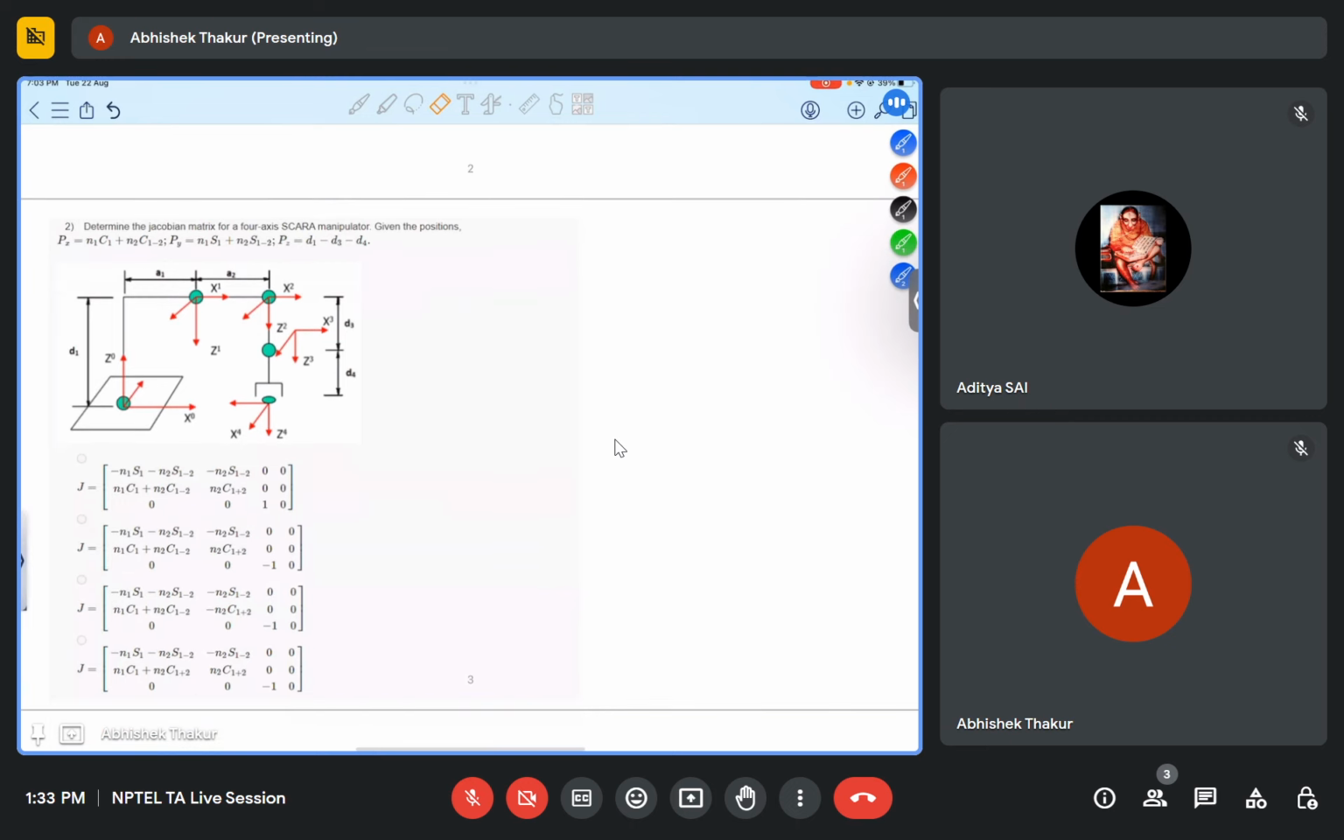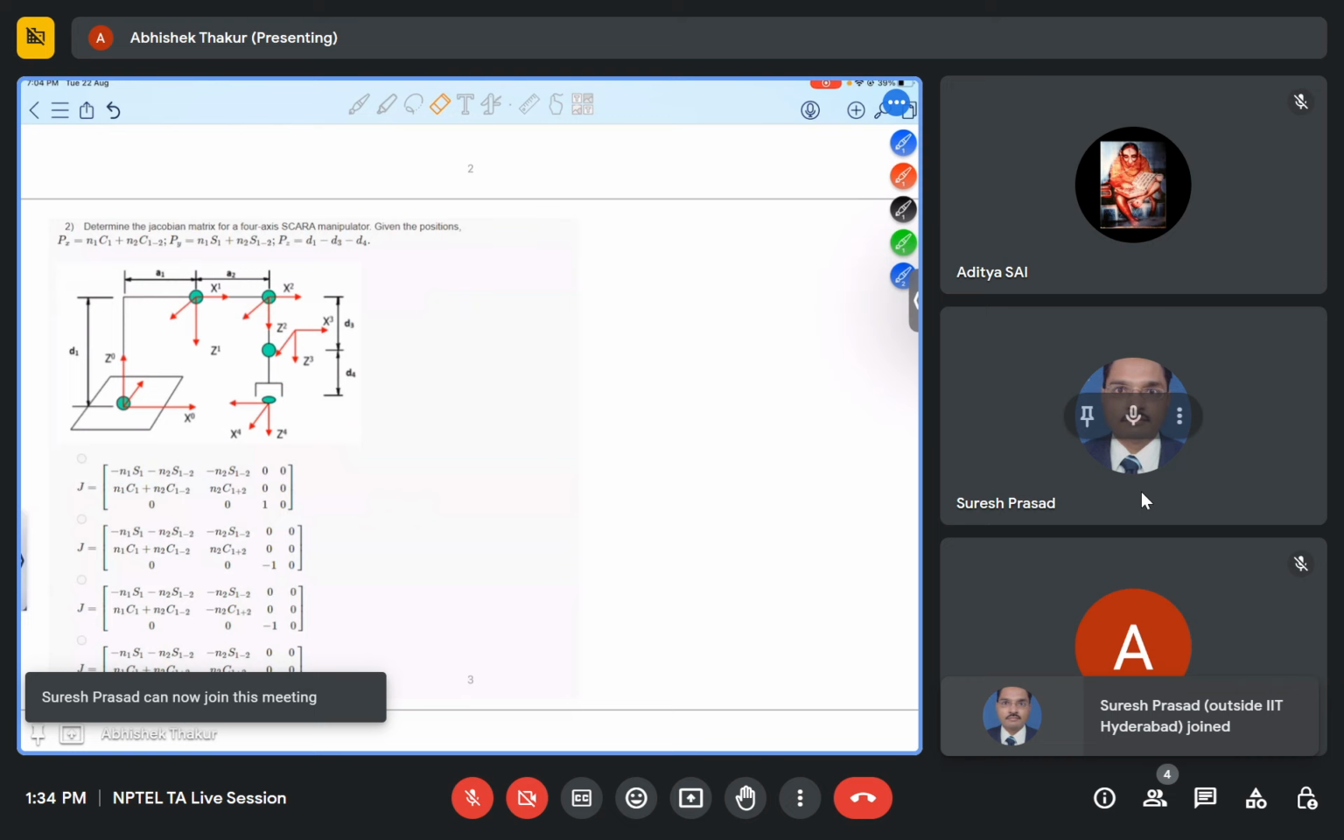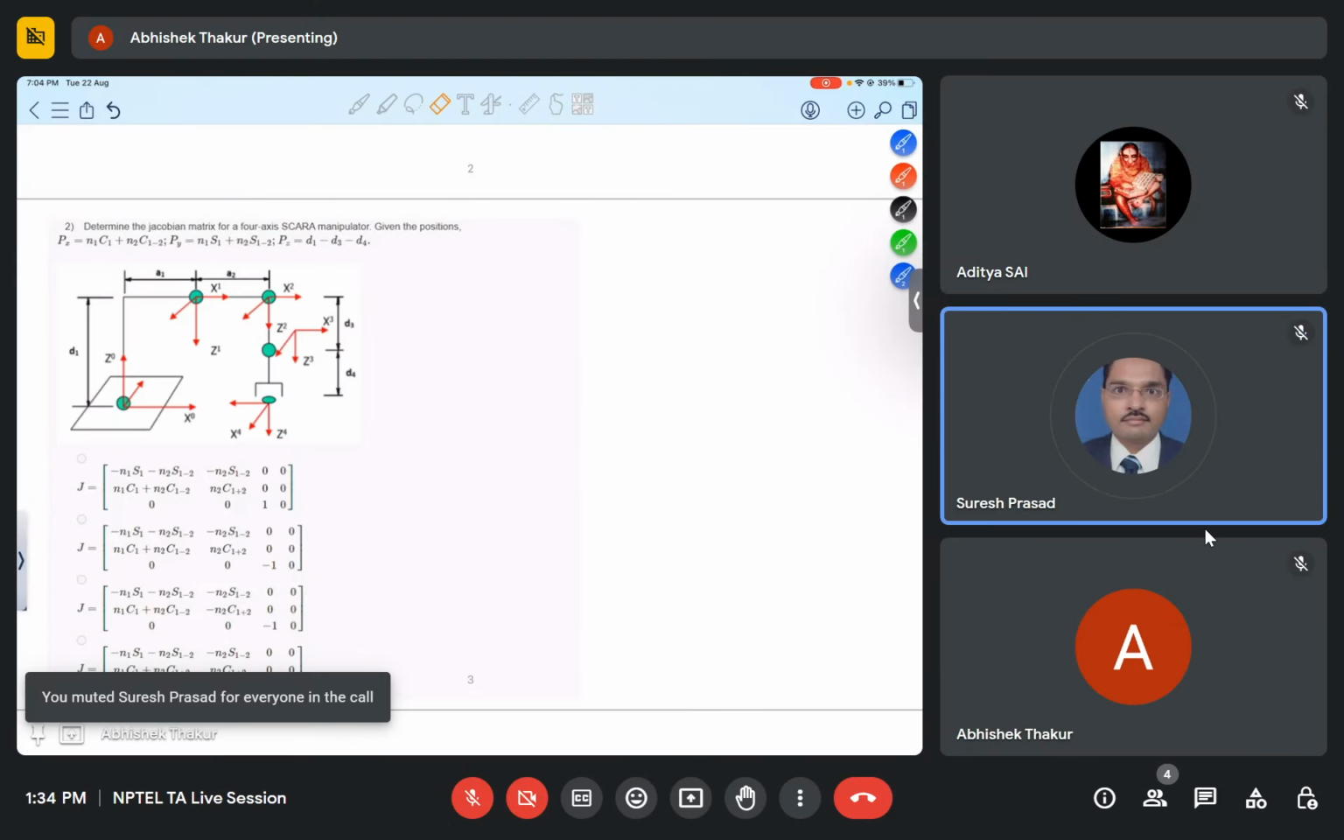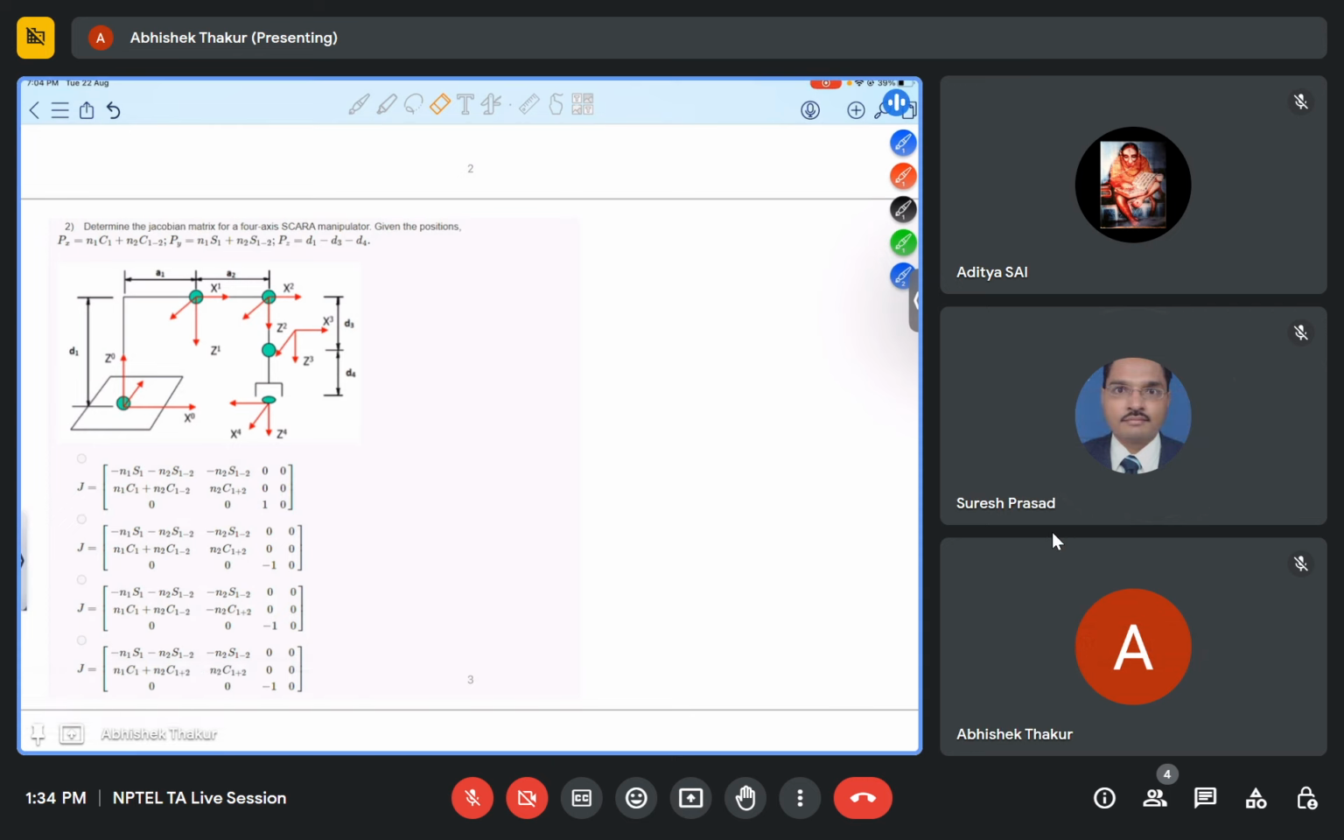Here in this question, it is given: determine the Jacobian matrix for a four-axis SCARA manipulator for the given positions. The question is asking for the Jacobian matrix for the given position vector px, py, and pz, which is the position of the tool with respect to the base.